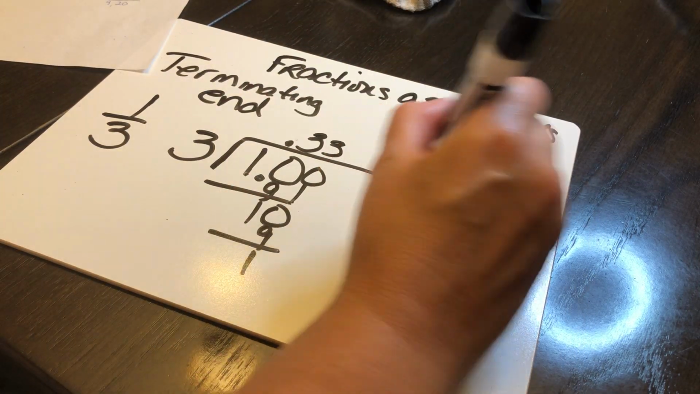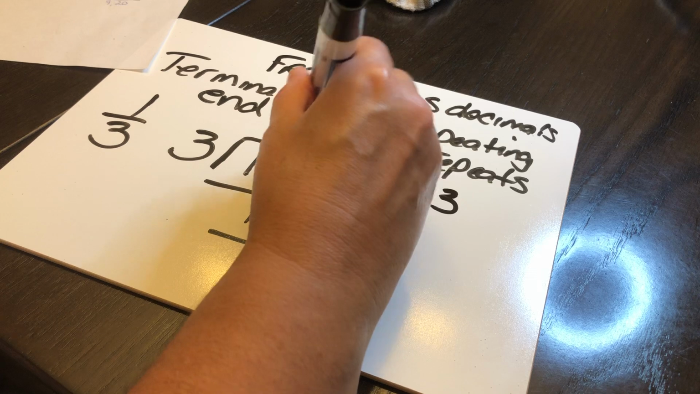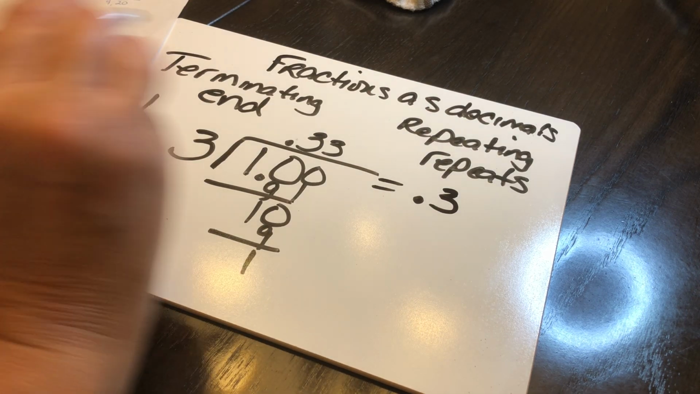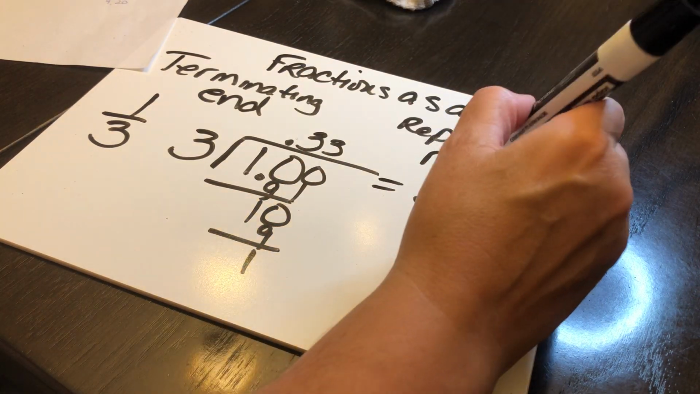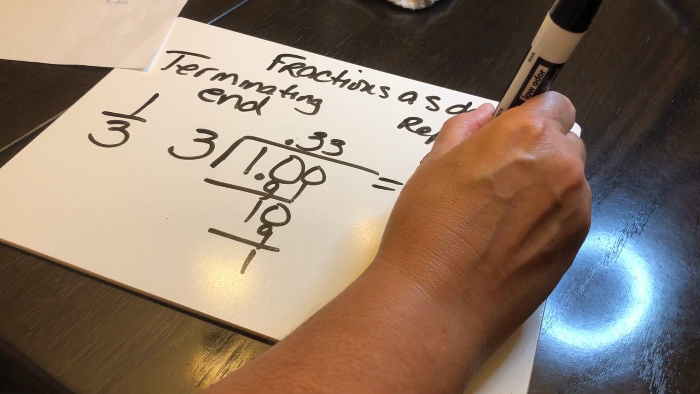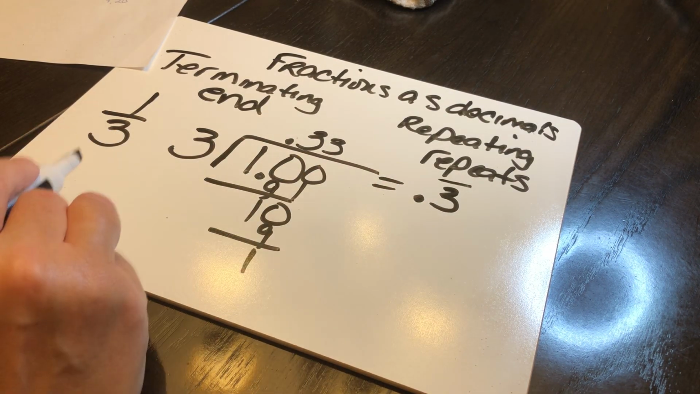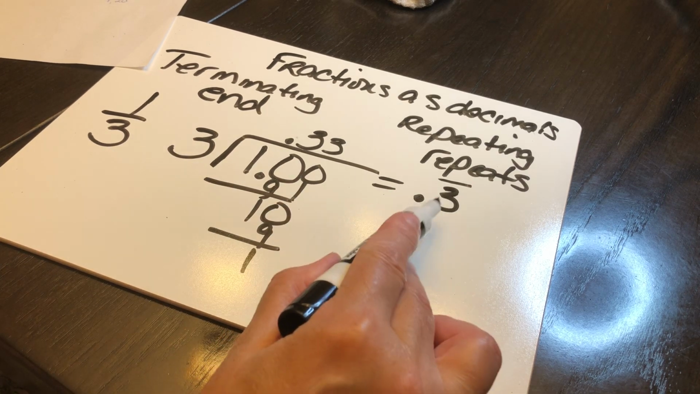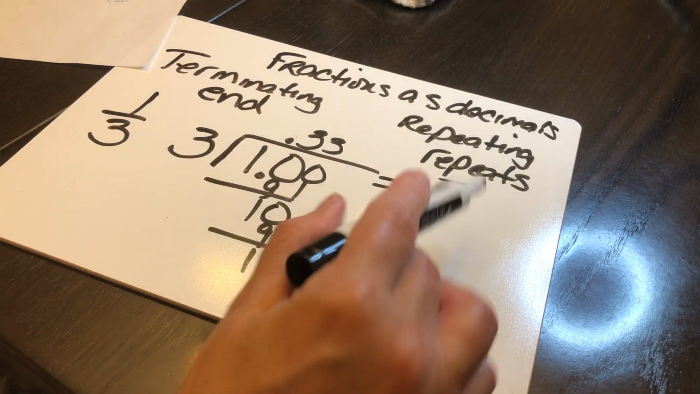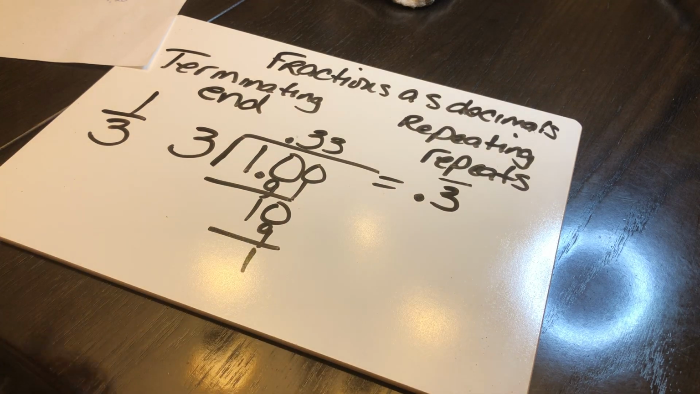Now, what is actually repeating? The 3 is repeating. So it's not 33 repeating, it's a 3. And we're going to put a repeater bar over the number. So my answer to 1/3 is going to be 0.3 repeater. And that bar says repeater.